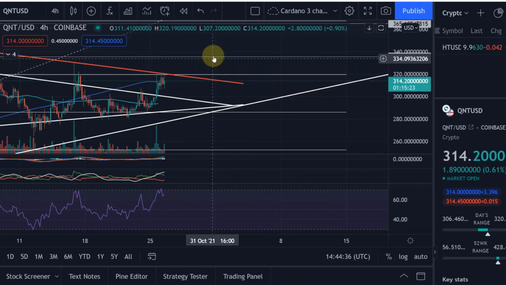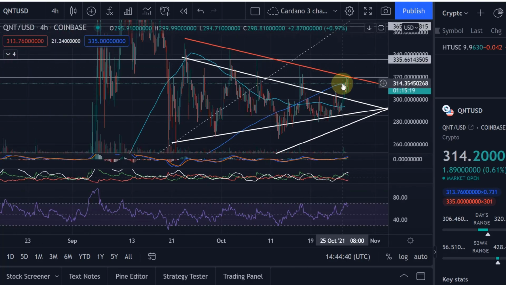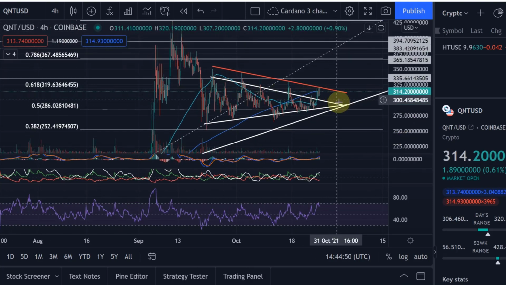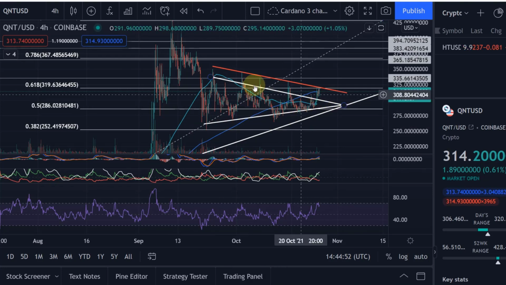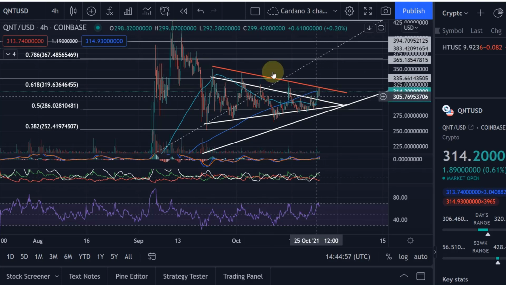Just wanted to give you an update because even though nothing really has happened since my last update video, something is starting to get a bit different, and I just wanted to make you aware of that before it's too late. Quant obviously has been caught in this triangle here, very similar to Cardano for a while, and it's pretty much the same pattern that Cardano did as well.